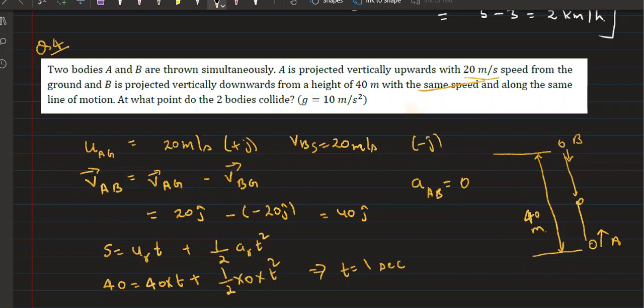It will be half into 0 into t square. So t is equal to 1 second. Means they'll collide in 1 second. Now if you see this problem, there's nothing much to solve, but it is conceptual. Yes or no? Tell me, is it conceptual? You don't know V, na? Final velocity at the time of collision, we don't know, right?